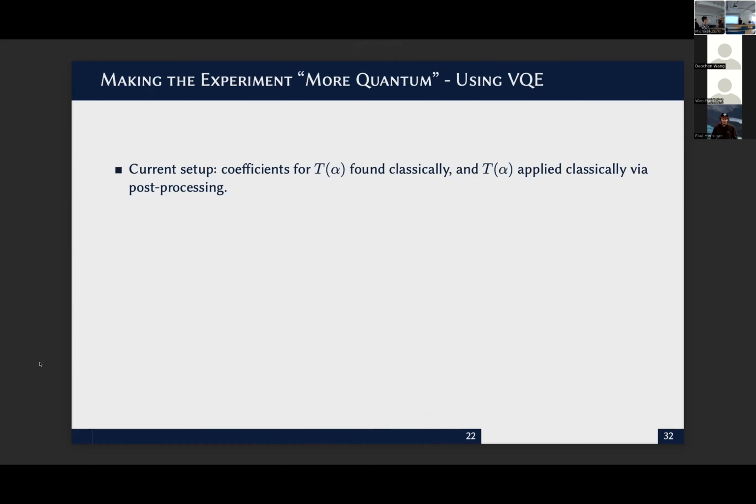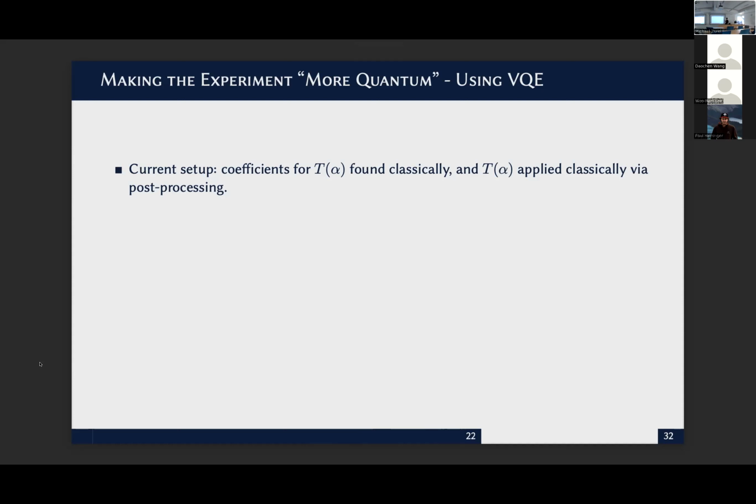And now we get into the second chapter of the experimental part of this talk, and this is making the experiment more quantum mechanical. And now we'll finally get into whatever that means. So in our current setup, we found the coefficients for this T operator classically, and we've done this clever post-processing algorithm trick to also apply it classically, post-process the results, and obtain them as if we had conducted the measurements that we had wanted to.